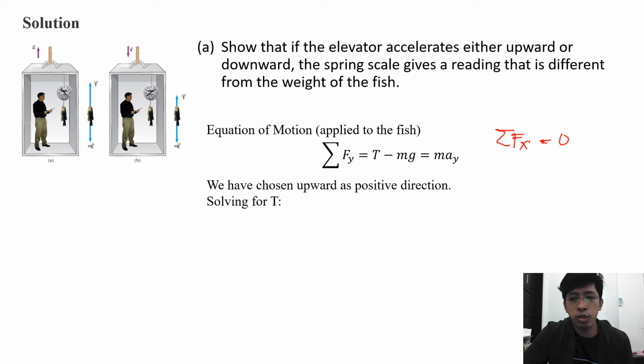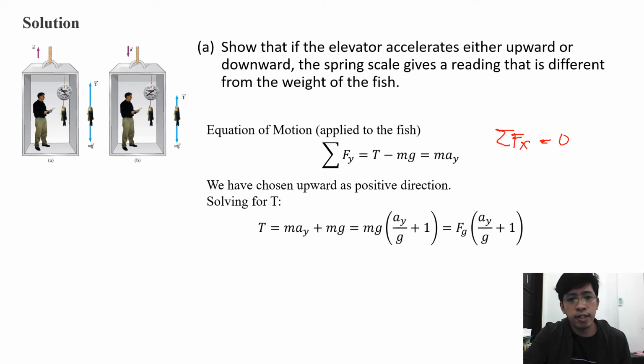From the equation of motion, let us solve for the tension. The tension here is what is given by the weighing scale. Your weighing scale contains springs, and those springs are stretched or compressed, and that gives you the reading of your weight. So for that, we are going to solve for the tension T.